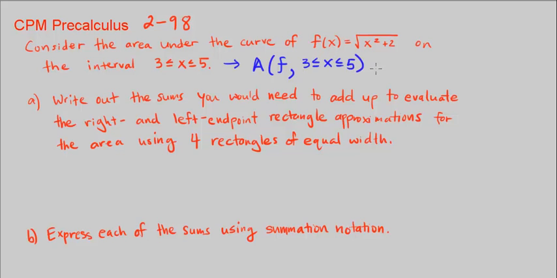Because that's how we write it. So that's what we're considering. Part A, write out the sums you would need to add up to evaluate the right and left endpoint rectangle approximations for the area using 4 rectangles of equal width. Do not add them up. Leave the expression in expanded form.